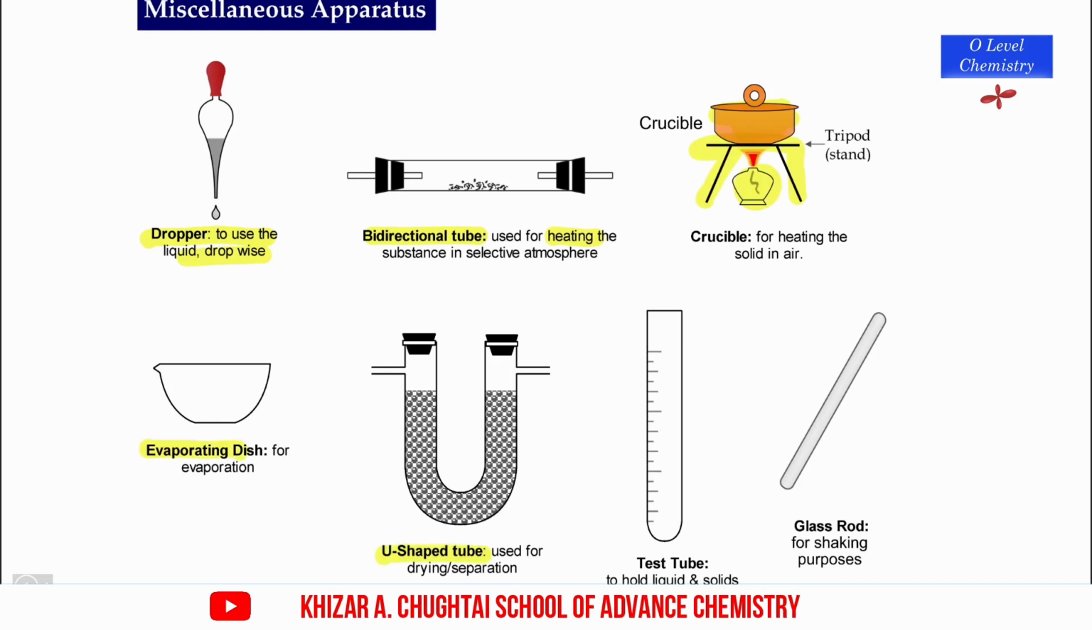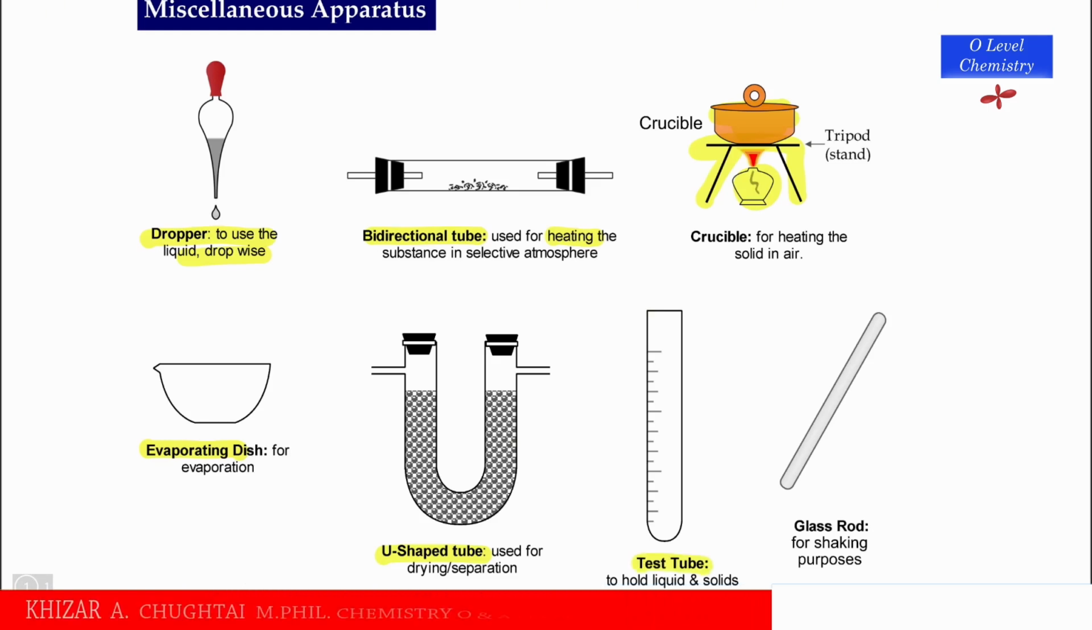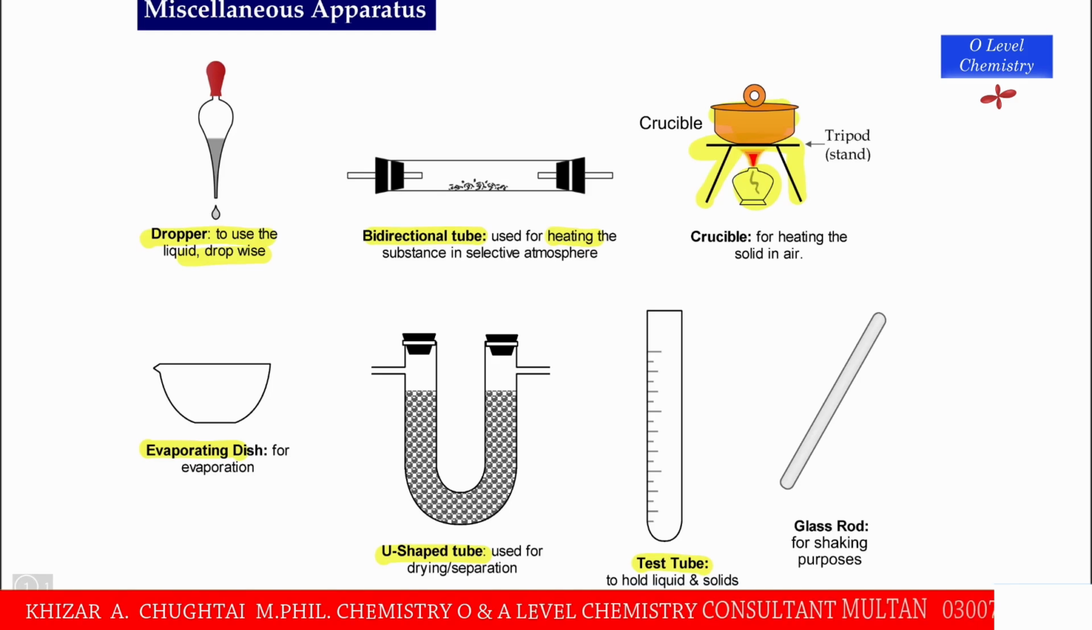It is a U-shaped tube. It's used for the separation of the different gases and drying the different gases as well. That is known as test tube, just to hold the liquid or solid for heating or shaking or mixing purpose usually. Glass rod is for the stirring purpose.